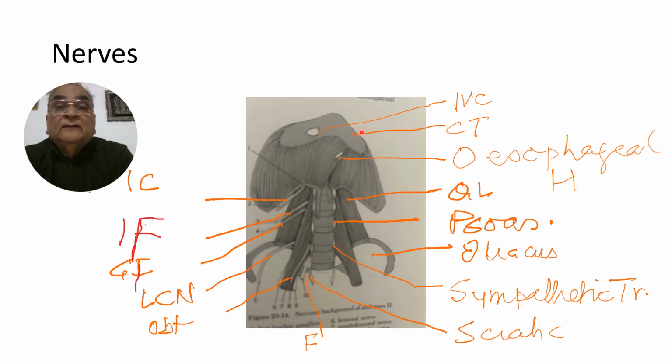Here is the opening of the inferior vena cava. Here is the central tendon. Here is the hiatus for the esophagus. Here is your quadratus lumborum and psoas, and here is the origin of the iliacus. And so I have labeled this nervous background of the abdomen for you.